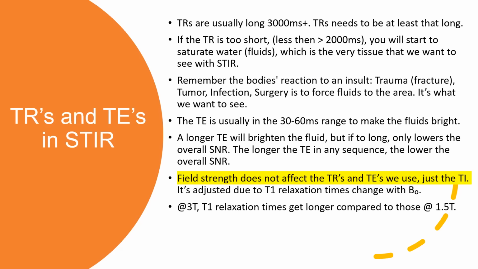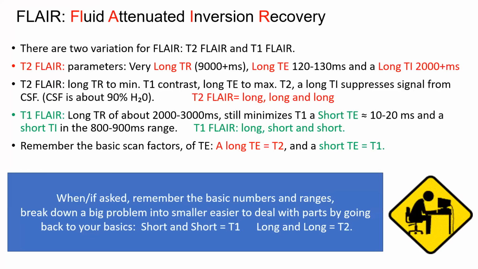Because remember, the body's reaction is to force fluids to some area of insult. The TE in STIR is usually in the 30 to 60 millisecond range, just to help the fluids be a little bit brighter. You go too long, you're going to start hurting your overall signal to noise. Field strength is also going to change what TI you use, because don't forget, field strength changes the T1 relaxation of tissues. And during the TI, we're letting tissues do what? Hopefully you said T1 relax.